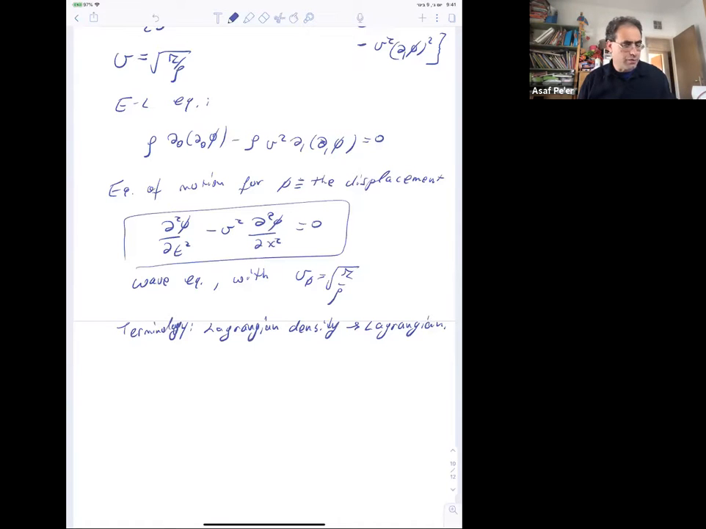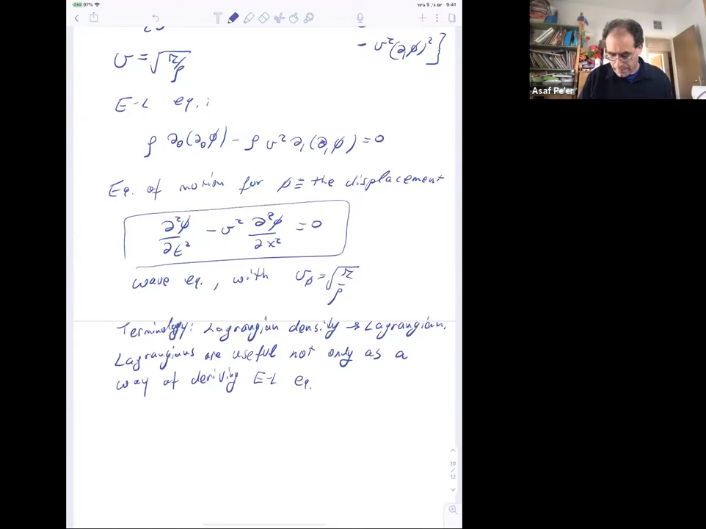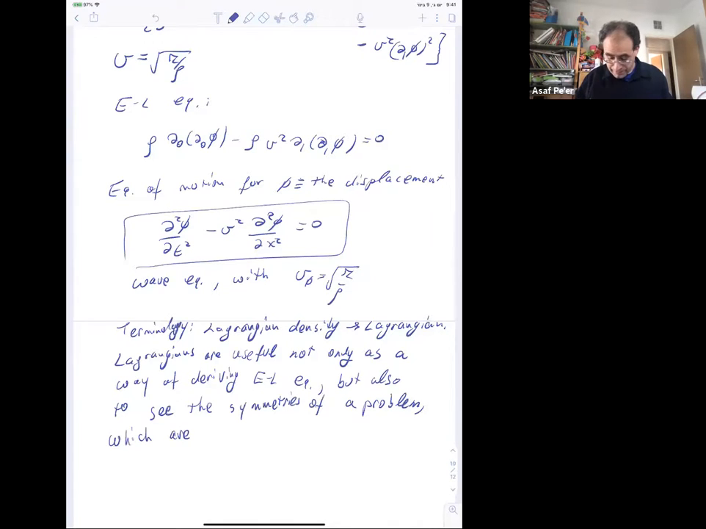And of course, we need the Lagrangians to derive the Feynman rules, right? Lagrangians are useful not only as a way of deriving the Lagrange equation, but also to see the symmetries of the problem, which are of extreme importance.